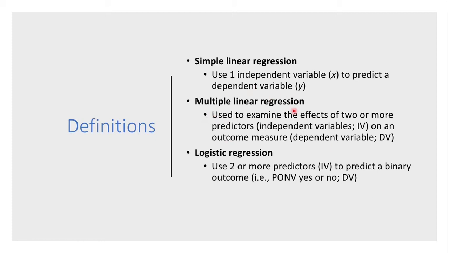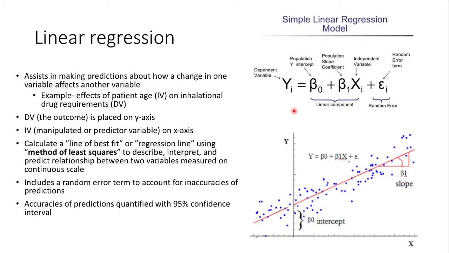And that would be considered a dependent variable. With multiple linear regression, this also allows us to include categorical or dichotomous variables that we can control for, or we can analyze the effects of on the dependent variable under study. All right. Linear regression assists in making predictions about how change in one variable affects another. For example, does patient age predict the inhalation anesthetic requirements, or the MAC?